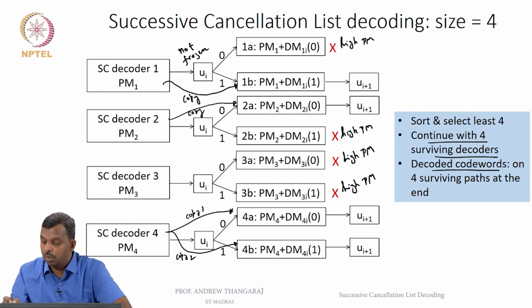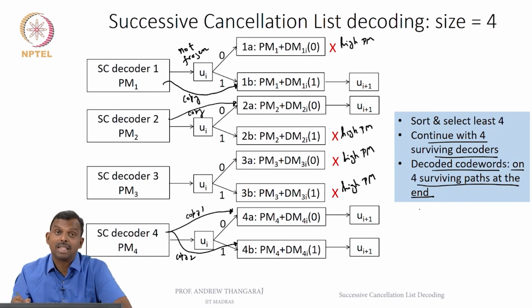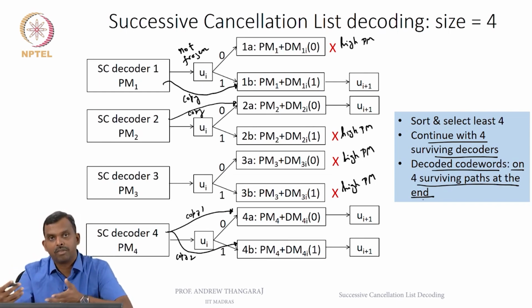So what are the decoded code words? These are the decisions made on the 4 surviving paths at the end. At the end, you will have 4 surviving paths. Whatever decisions you made on them are the U caps that you have. You check CRC on that, and then you proceed. So this is in essence how the list decoder works.